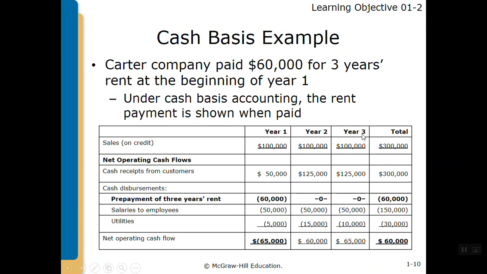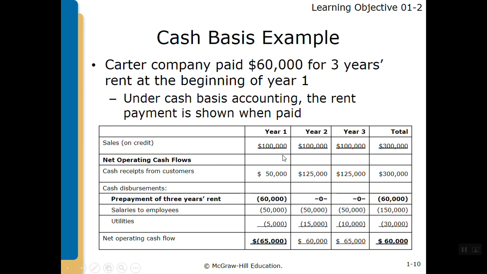This says Carter paid $60,000 for 3 years rent at the beginning of year 1. So this is cash basis. We've got sales, cash receipts from customers, and cash disbursements from ourselves. So there's that $60,000 rent that we paid in cash, salaries we're paying to employees, and then utilities. So under the cash basis of accounting, we're recognizing only cash that's coming and going.